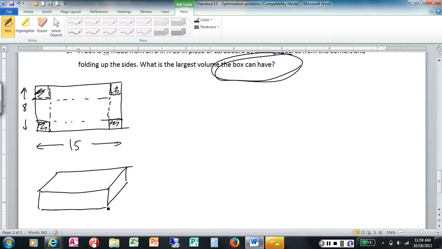This one doesn't have a top either. That's right. No top. Yeah, that would add an extra dimension to this problem.